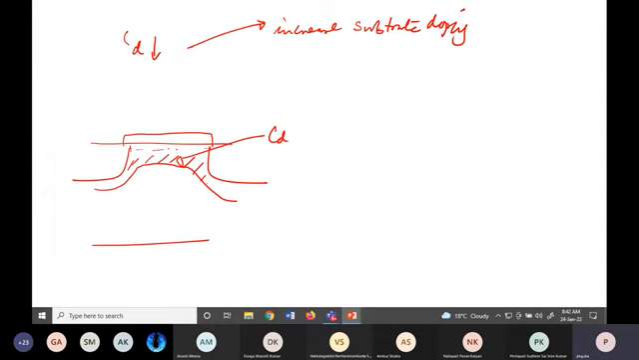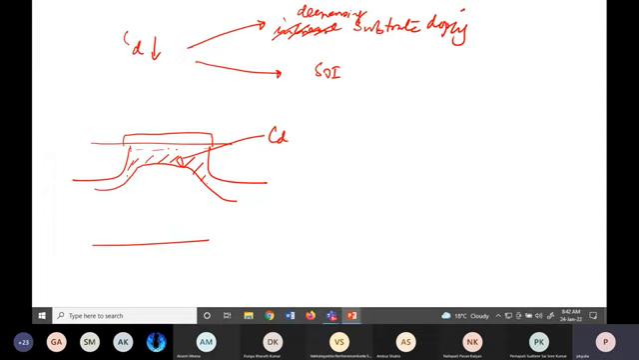What about any other means? You can also use SOI to reduce your CD, and so on and so forth. Sorry, I made a mistake. Not increasing substrate doping, decreasing substrate doping, right? So if you decrease your substrate doping, this depletion region will increase, that will reduce your CD. Or you can use SOI.